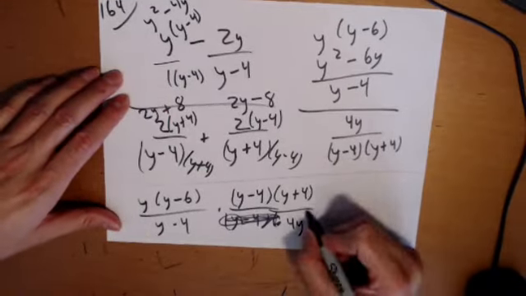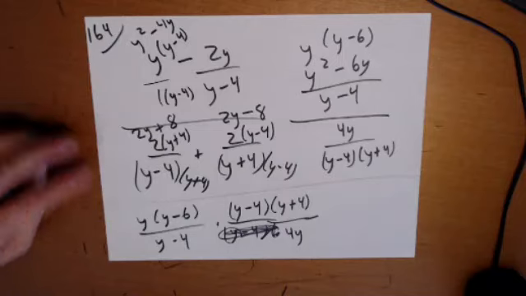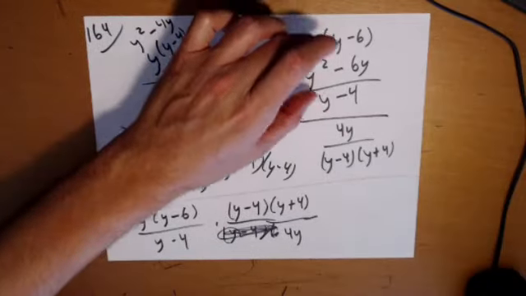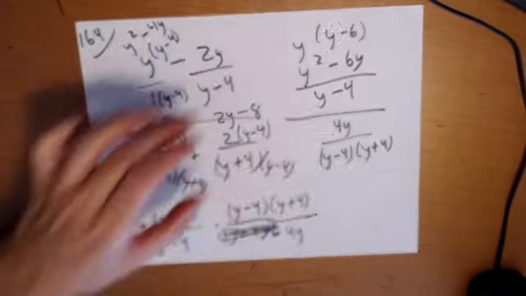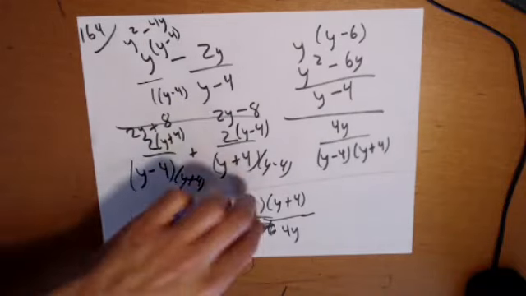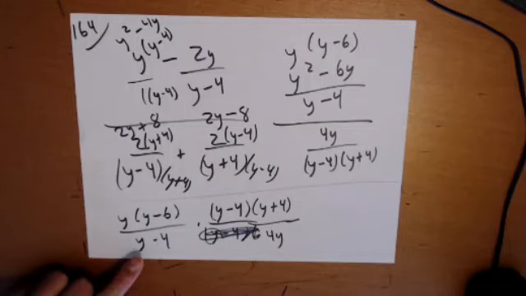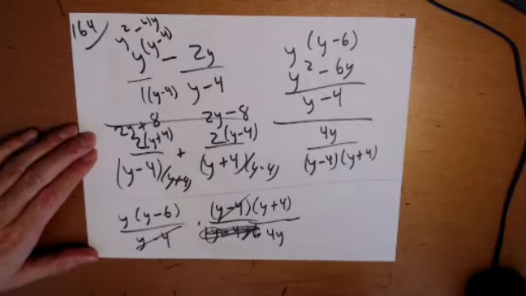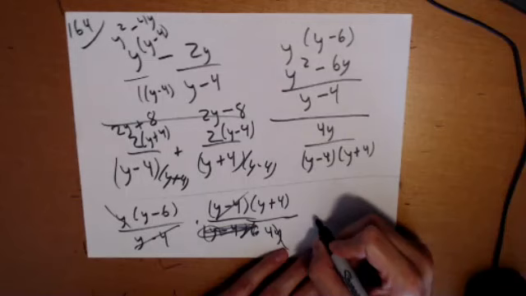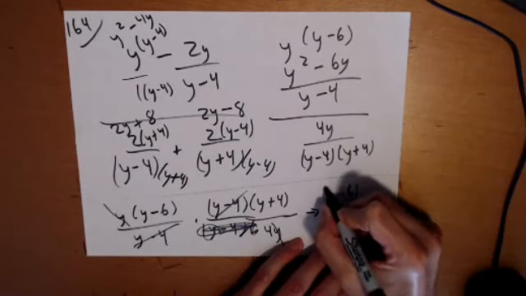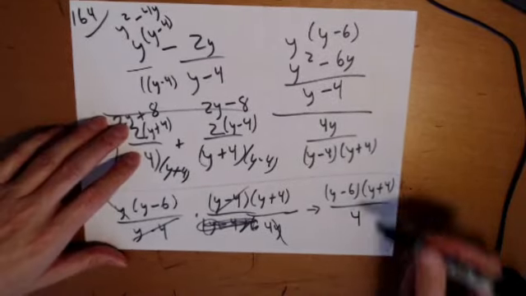Okay, pause for a second. Are you cool with how we went from this fraction over this fraction to just the top fraction multiplied by the reciprocal? Pause, make sure you're cool with this. Okay, and now the fun part. y minus 4 on bottom, y minus 4 on top. Bye-bye. A y on bottom, y on top. Bye-bye. So what's left over? I see a y minus 6, a y plus 4, and a 4. Ta-da! That's it.